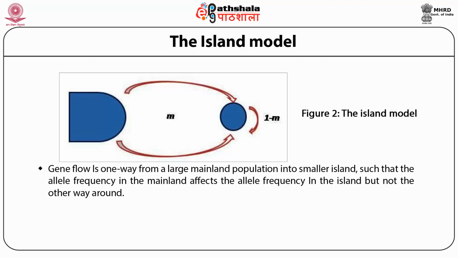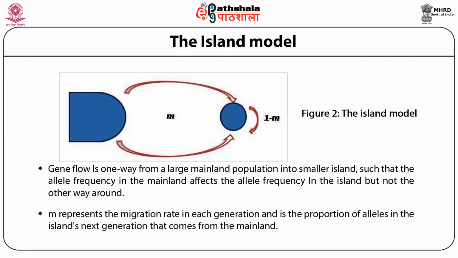M represents the migration rate in each generation, and it is the proportion of alleles in the island's next generation that comes from the mainland. Because M represents the genetic contribution from the mainland, the proportion 1 minus M of the island's alleles comes from the island, because the two proportions, one from the mainland and the other from the island, should sum to 1.